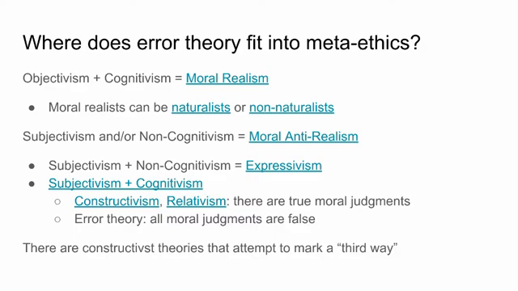When we combine subjectivism and cognitivism, that is, when we deny there are mind-independent moral facts, but at the same time say that moral judgments can be true or false, we get some interesting middle ground theories. Constructivism might be one of those, and constructivism would say there are moral facts, constituted by our moral thinking or our moral activity, and judgments about these facts can be true or false.